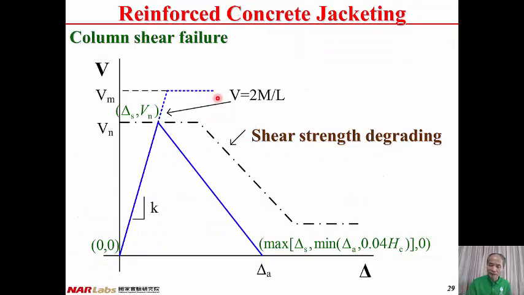And then with the strength information, we can move to the force displacement relationship, and we use 3 points to describe the force displacement relationship under shear failure. Point A, 0, 0, and point B, delta S, Vn, and point C, delta A, 0. For delta A, we have the lower bound, delta S, and the upper bound, 0.04 Hc.